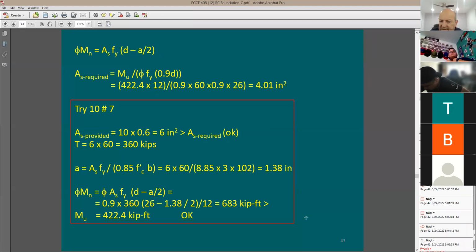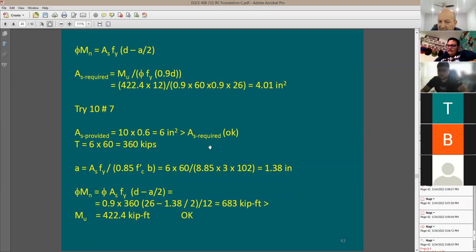You pick one of the answers, and then you say, I'm going to start with this reinforcing, 10 number 7. Meaning what? As provided, this is going to be 10 times 0.6, which is 6 square inches. Now I can solve my equation here. You remember, for a rectangular section, no compression reinforcing, non-T section, a equals As times Fy divided by 0.85 f'c times b.